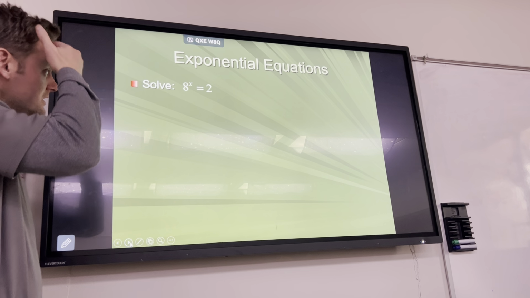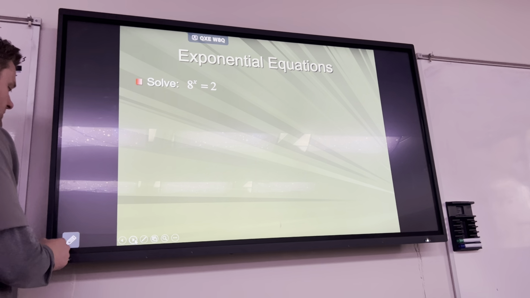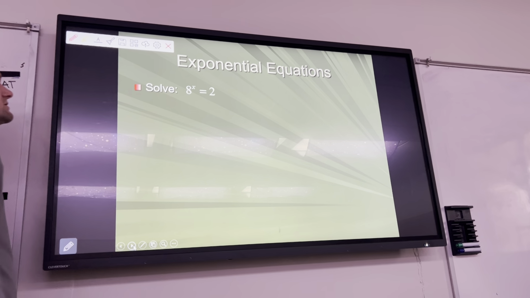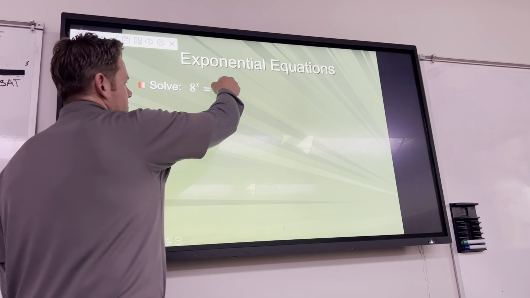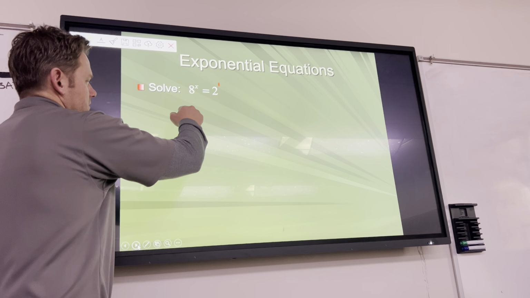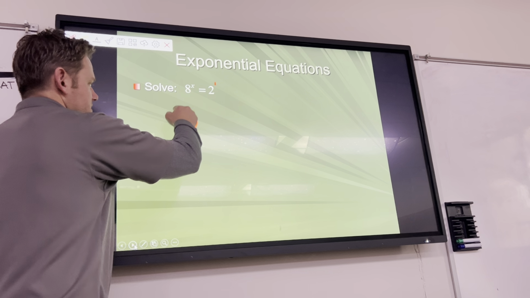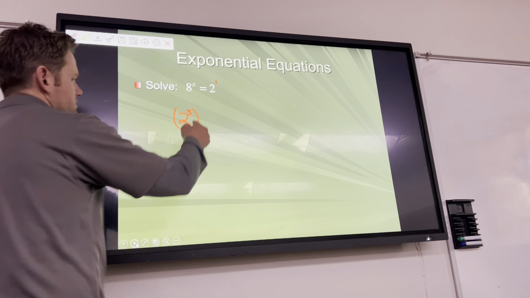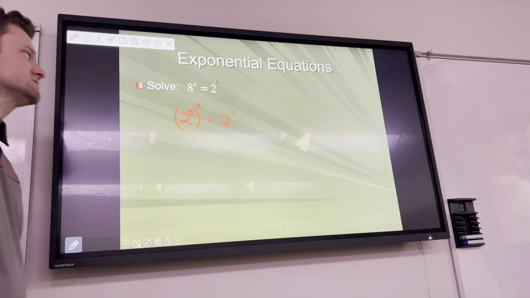Let's click next. So here's another one. I have 8 to the x equals 2. Well, how could I express 8 to the x in the same way as I can express 2 to the 1? So what could I write 8 as? Well, I know 2 cubed is 8. 2 times 2 is 4 times 2 is 8. So 2 cubed to the x equals 2 to the first.